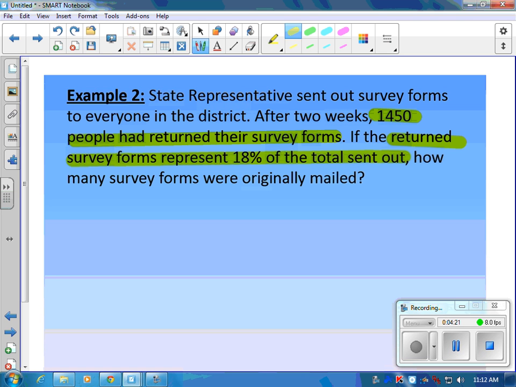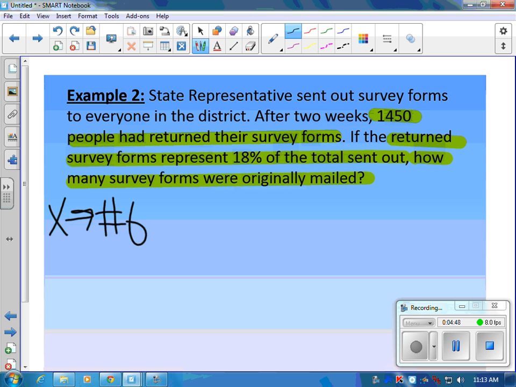What else do I need to know for this problem? Somebody that hasn't answered for me yet. Thank you, though. Jason? I need to know what question I'm being asked. What is my variable going to represent when I write an equation for this problem? Zach?